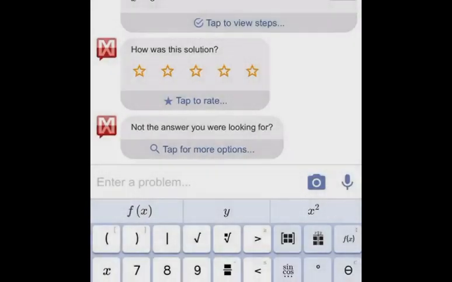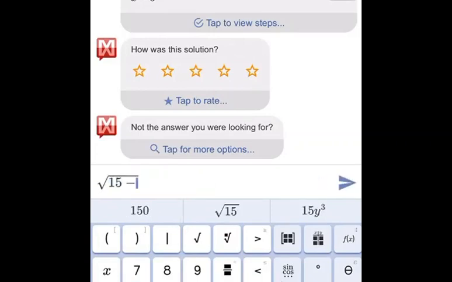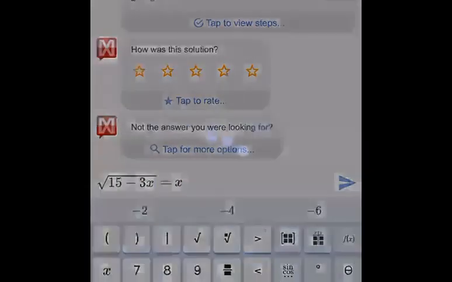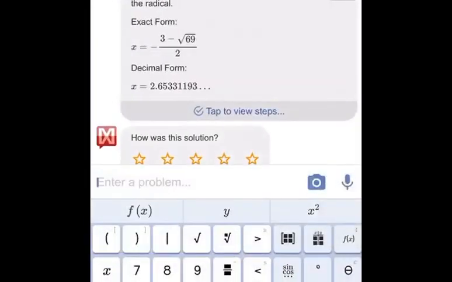Hello everyone, today we'll solve some questions in section pre-calculus. So let's start. It will be root 15 minus 3x equal x. Then we'll press enter. So we'll remove the radical by raising each side to the index of the radical. Exact form, it will be x equal -3 minus root 69 over 2. By the decimal, it will be x equal to 2.65. And that's it. Thank you.